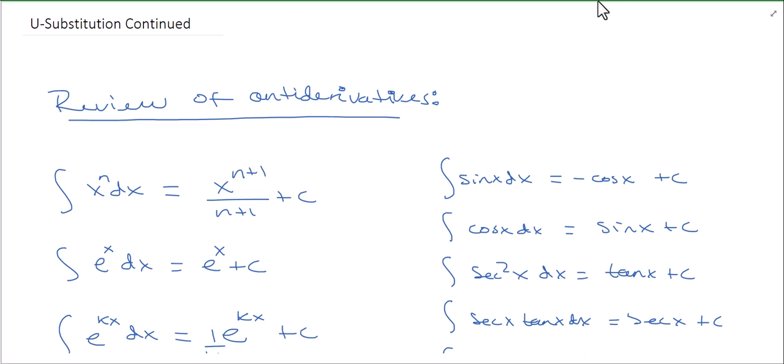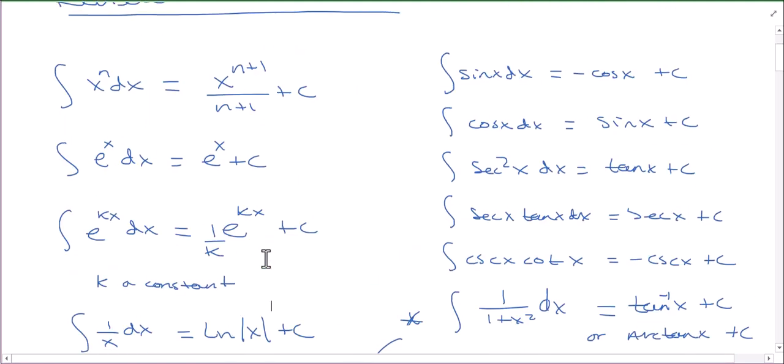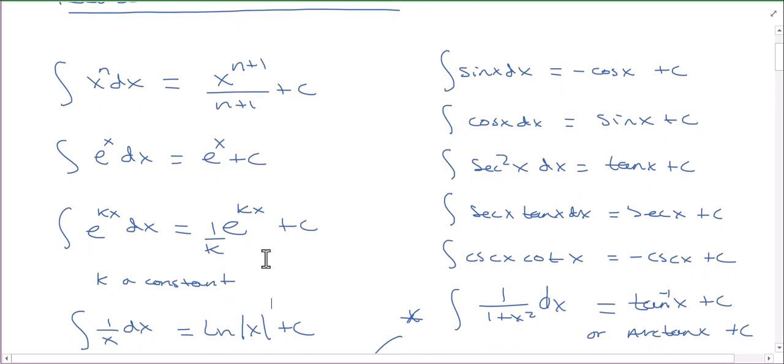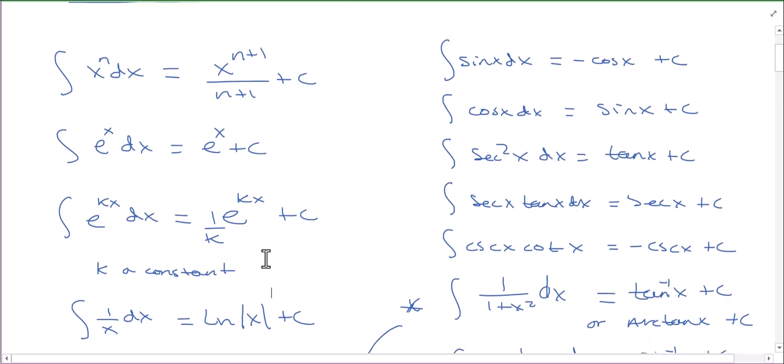Hey there, in this video we're going to continue our study of U-substitution, but before we get into more examples, I wanted to just review all the antiderivatives that we've covered so far. I have the list written here. We have the general power rule, and then all our antiderivatives. This is for when you see a problem and can just look at it, then these will be examples.